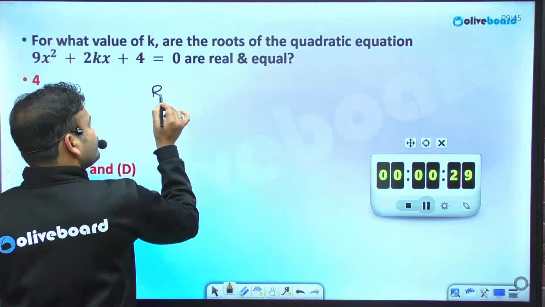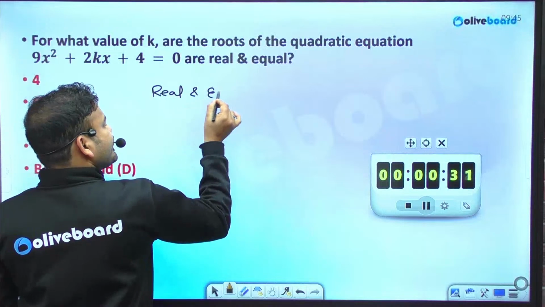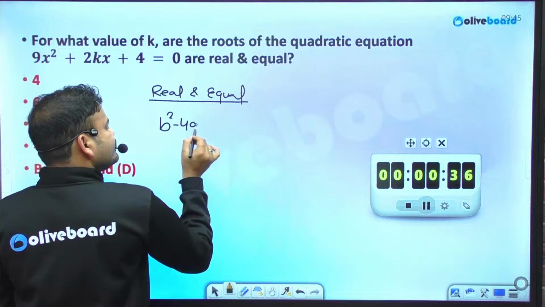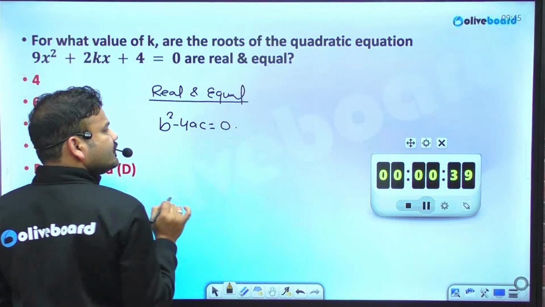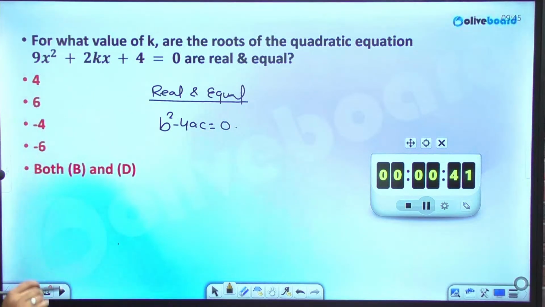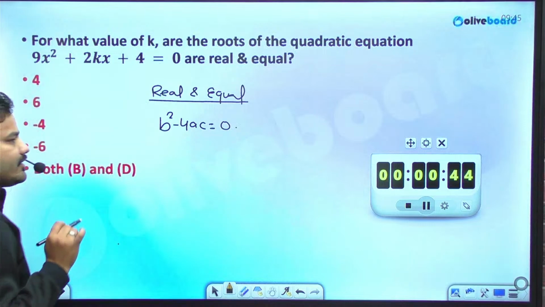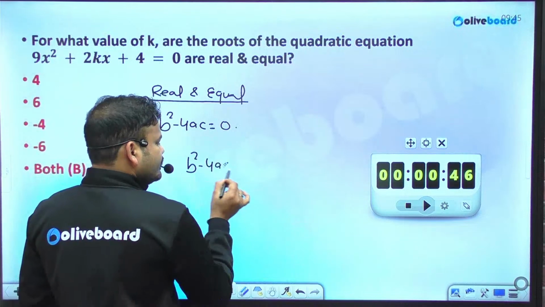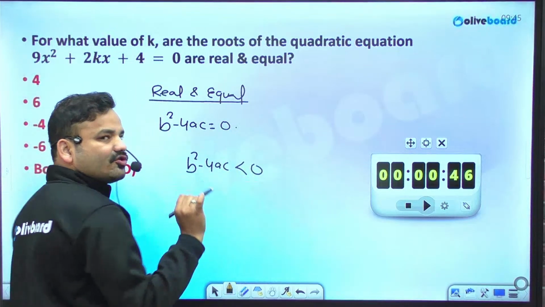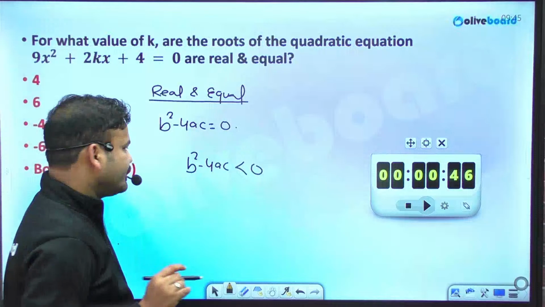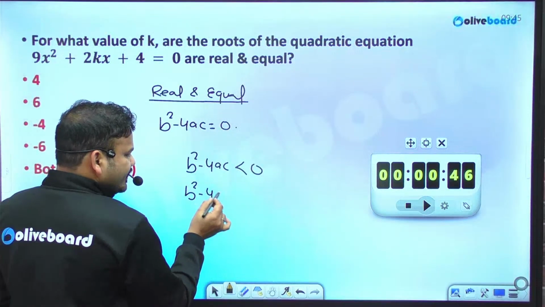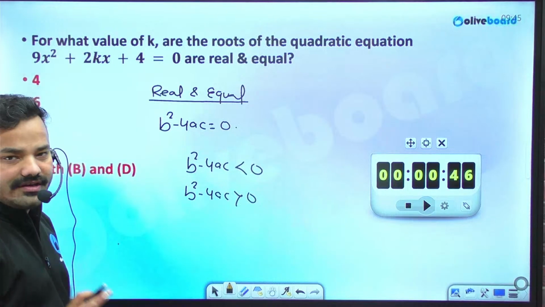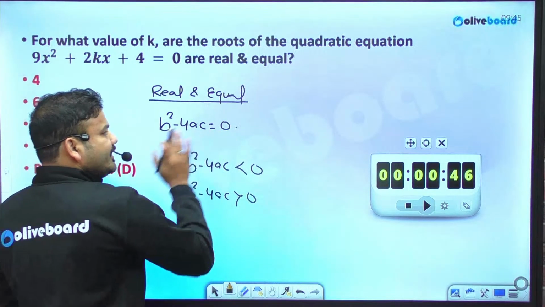For real and equal roots, रियल एंड इक्वल रूट्स के लिए क्या करते हैं हम? रियल एंड इक्वल रूट्स के लिए डिस्क्रिमिनेंट b square minus 4ac इक्वल 0 होगा. So discriminant equal 0, so b square minus 4ac will be 0 in case of real and equal roots. अच्छा, if b square minus 4ac is less than 0, तो उस कंडीशन में जो रूट्स आएगा वो इमेजिनरी आ जाएगा, ठीक. And if b square minus 4ac is greater than 0, तो उस केस पे रूट्स जो आएंगे वो रियल आएंगे, इक्वल नहीं आएंगे. क्लियर है? तो रियल एंड इक्वल के लिए ये कंडीशन है, ठीक.